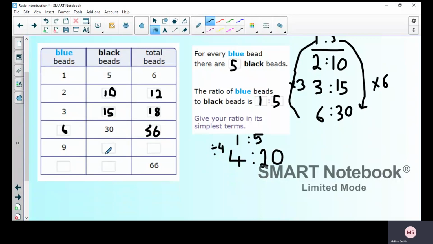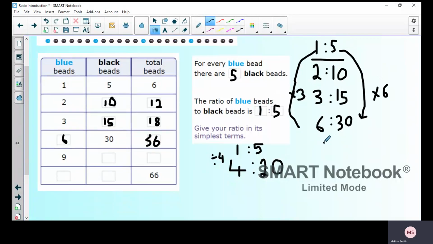Then let's have a look at this one here. So I've been given my 9 again. 1 times 9 is 9. 5 times 9 is 45. Add that together. 54. And now we just have this last one to do.